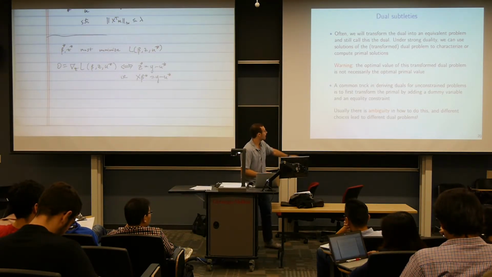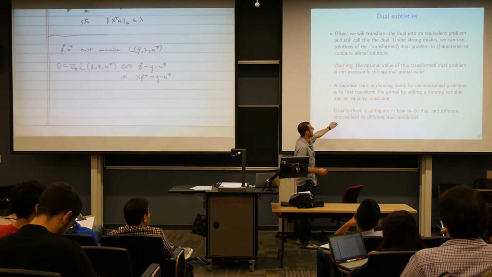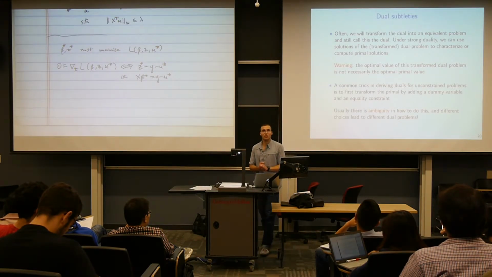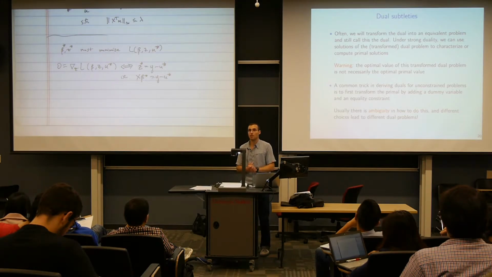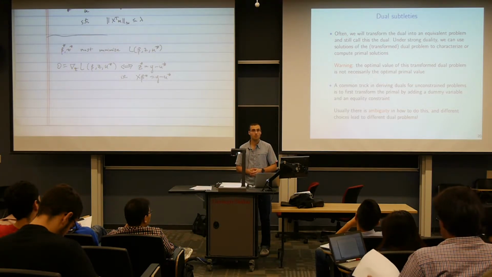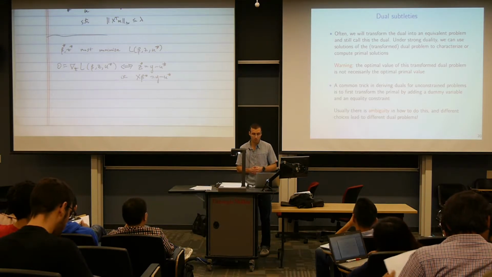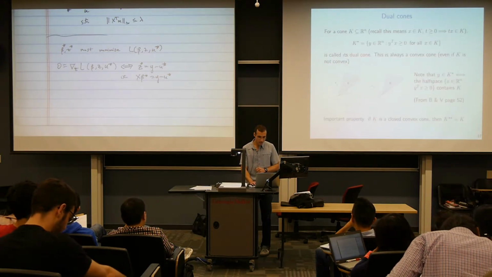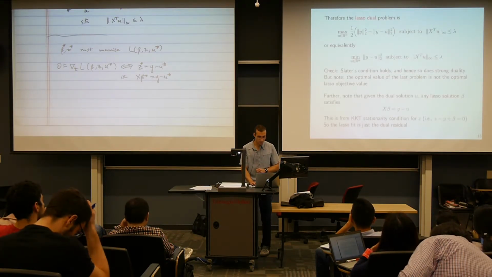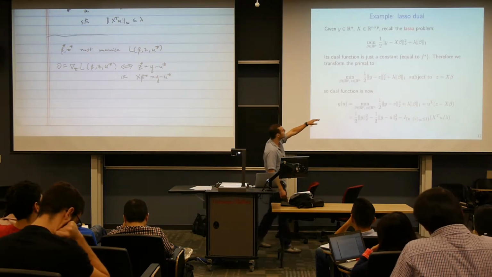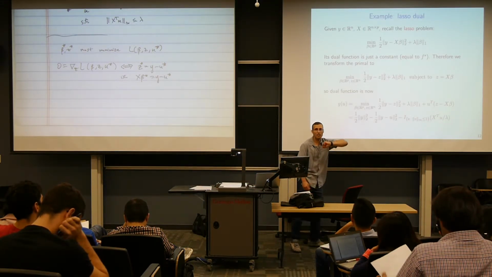But a warning is that there's some ambiguity to how we do this, and different choices of substitutions lead to different dual problems. Of course, they're all equivalent to the primal problem under strong duality, but some may be easier to solve than others. So there's some creativity or ambiguity in forming duals. A concrete example of that is the Lasso problem. I decided to substitute here z for x beta.